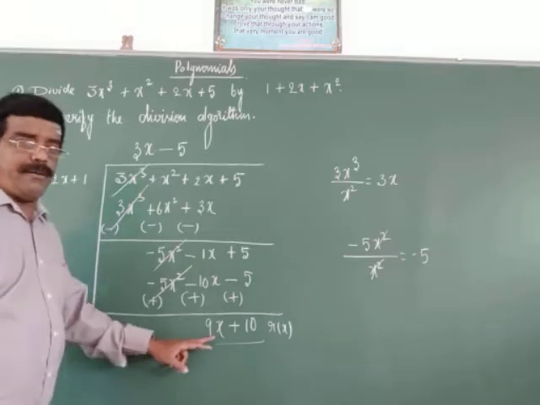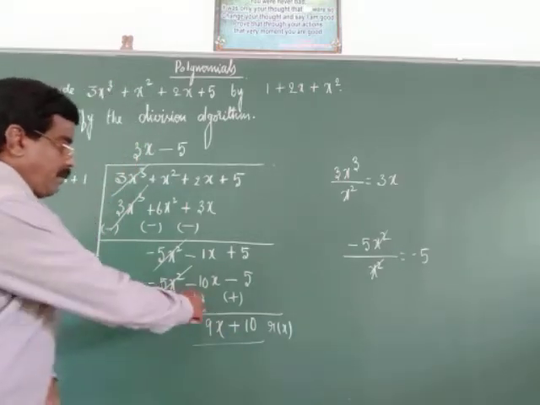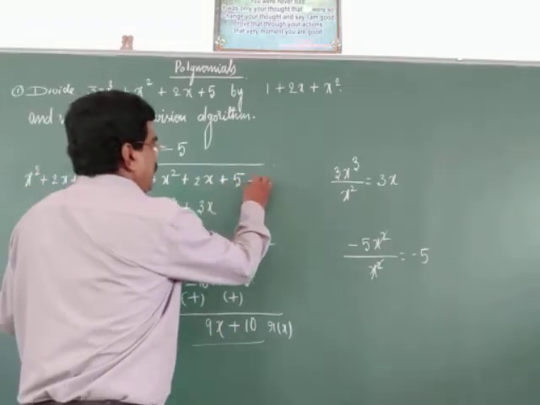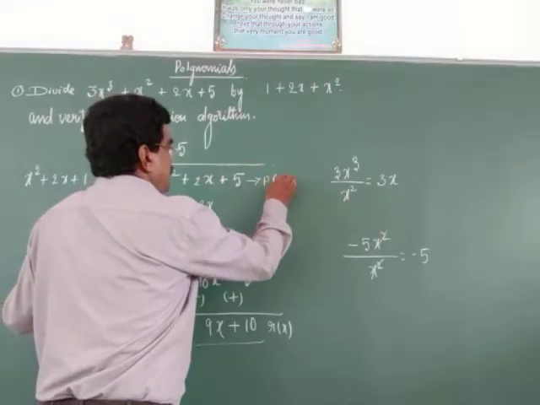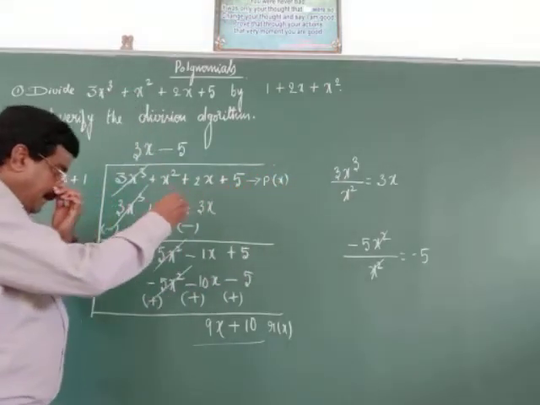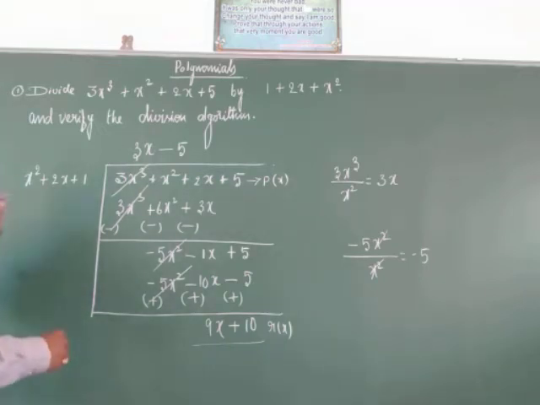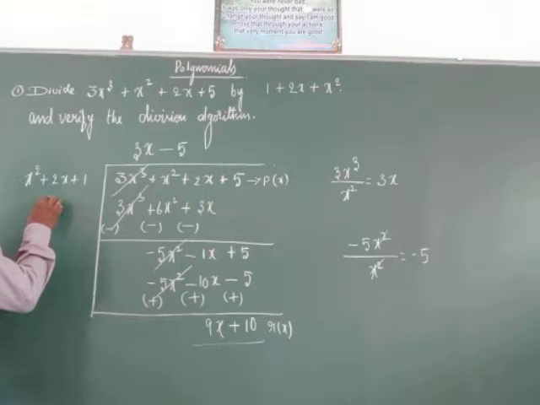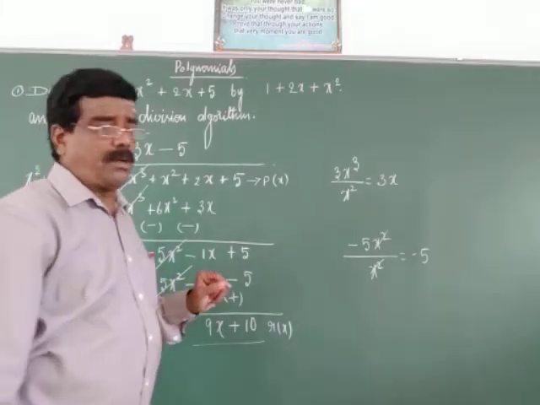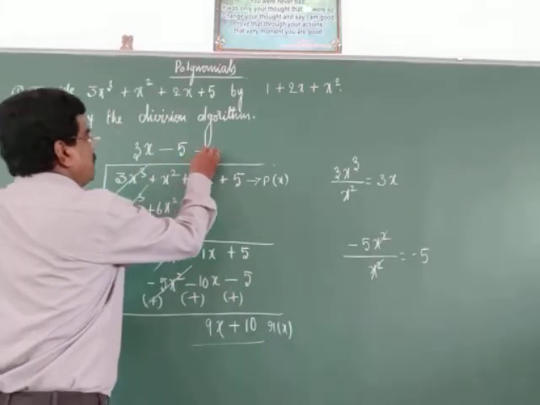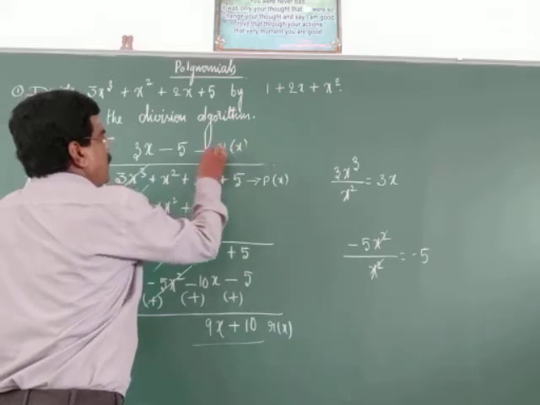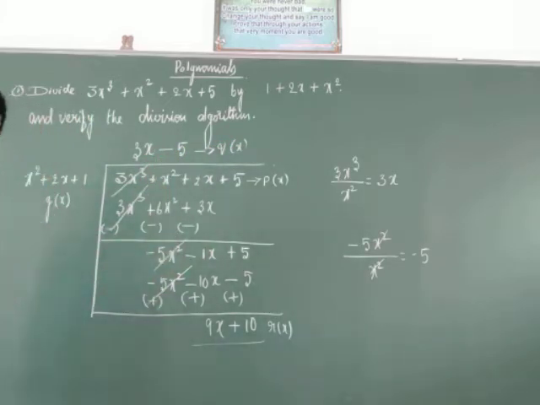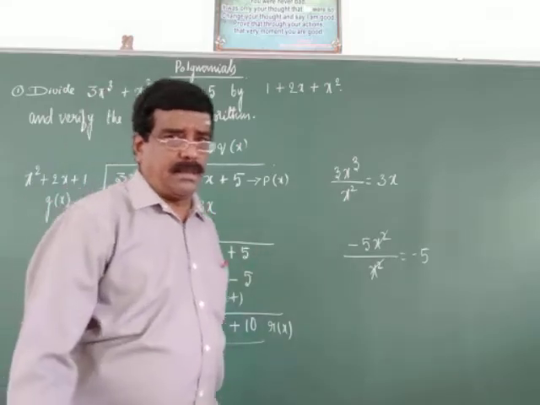This is R of x, meaning remainder of the polynomial x. And this you must be knowing, it is the polynomial of the given x. But what about this x square plus 2x plus 1? These are given in the sum again. It is g of x. G of x means the general expression or general polynomial in x. And this one is called q of x, or quotient of x.